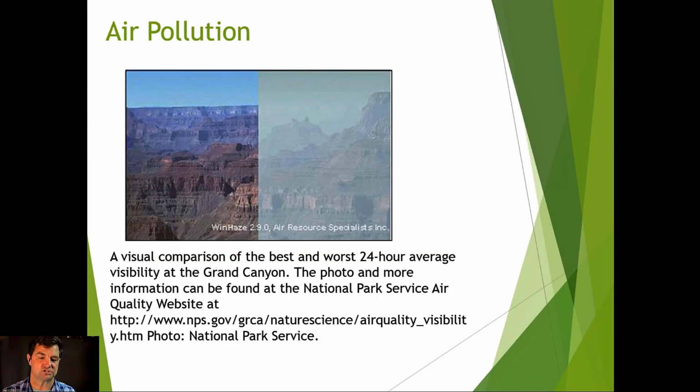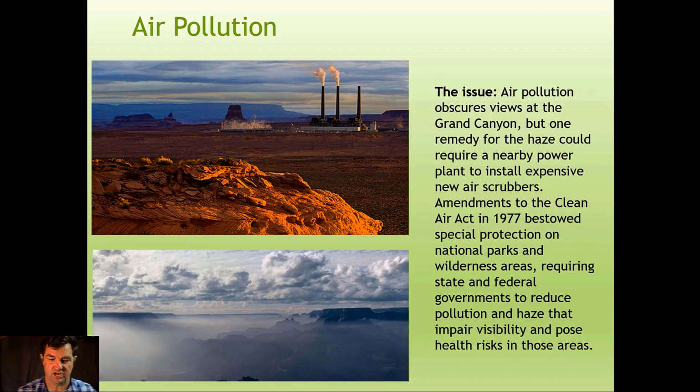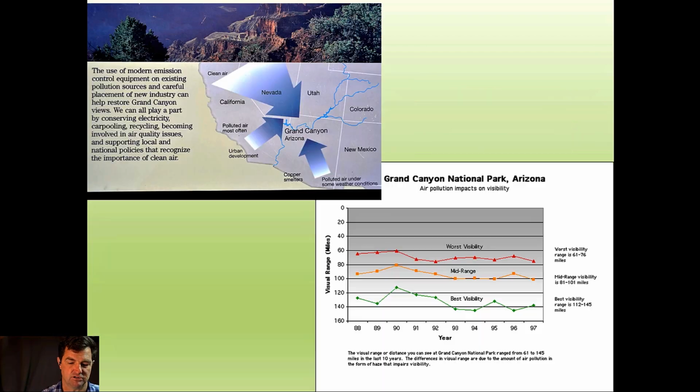Air pollution is also an issue in the Grand Canyon. Here's a day with very little or no air pollution and one with lots of air pollution. Side by side, you can see the visible difference. There's a coal-fired power plant in Page, Arizona, outside of the park, but depending on the activity of that plant, it can produce lots of air pollution, and depending on the winds, that can affect different parts of the region.